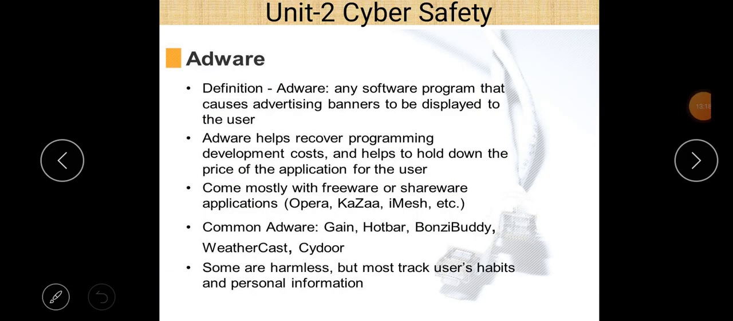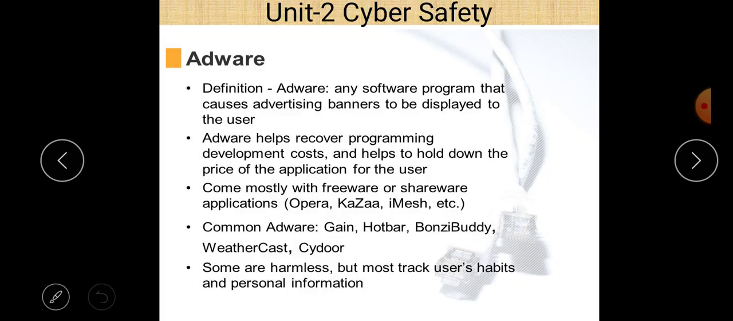The next type of malware is adware. As the name suggests, adware relates to the term advertisement. So the malware related to advertisement is also called adware. Definition: adware is any software program that causes advertising banners to be displayed to the user. Adware helps recover programming development cost and helps to hold down the price of the application to the user. These come mostly with freeware and shareware applications like Opera, Kazaa, iMesh, etc. Common adwares are Gain, Hotbar, Bonzi Buddy, Weatherbug, Sidebar. Some are harmless but some track your habits and personal information.